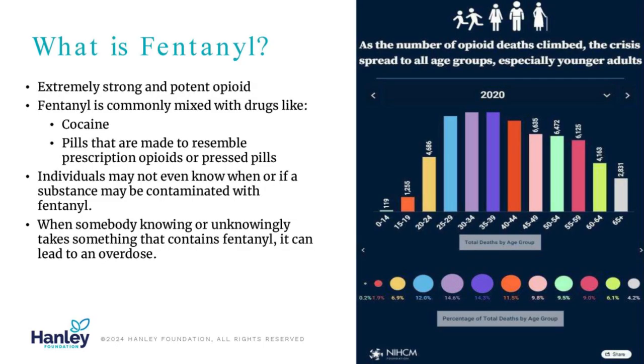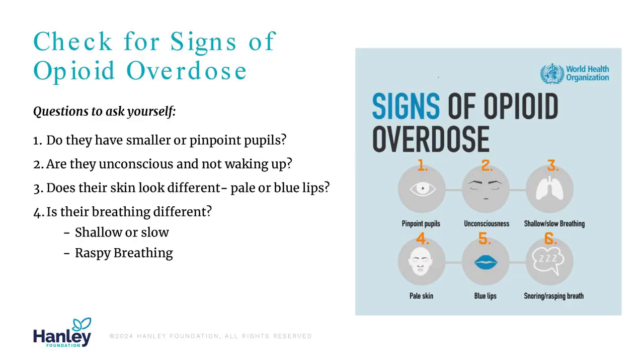If you look at this graph here on the right, you'll see the rates of opioid deaths climbing, and the crisis has really spread to all age groups, but especially younger adults. So we really want to make sure that we have Narcan available to people of all ages, but really educating our younger adult population and adolescents on why this is so important to have. When somebody knowingly or unknowingly takes something that contains fentanyl, it can lead to an overdose.